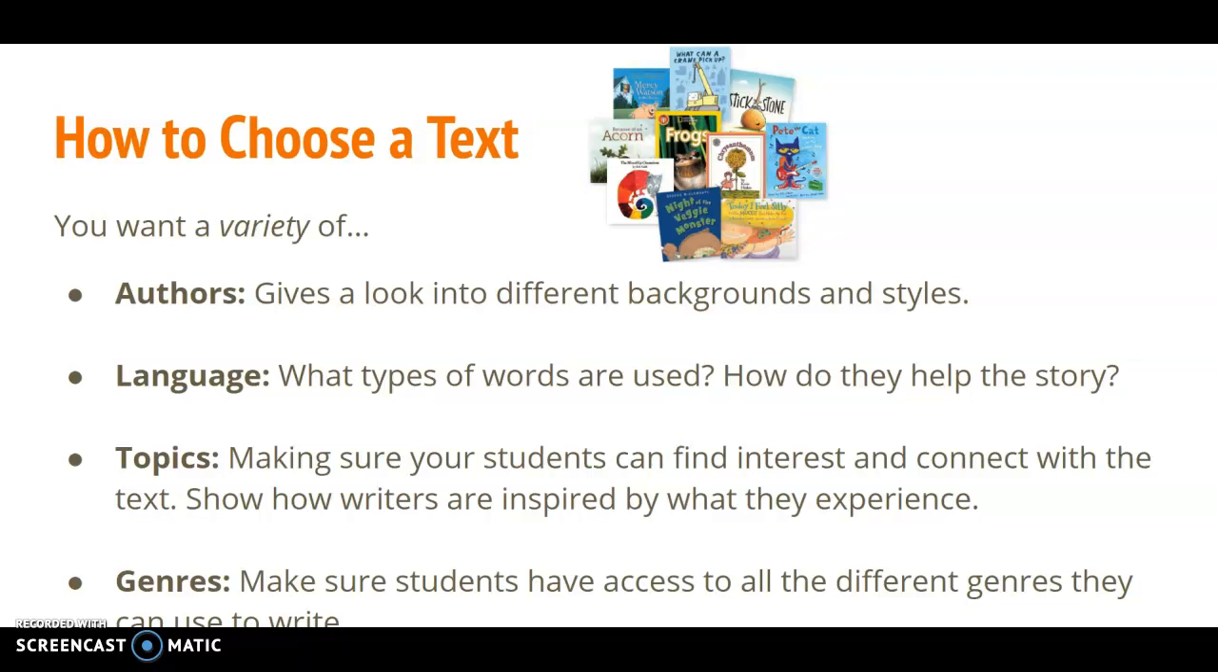And then lastly, just having a lot of different genres, because that's going to show students that you don't have to write one way. You can write fantasy, you can write about history, you can write nonfiction. And having mentor texts that show that are just going to broaden the examples that students can build off of in their own work.